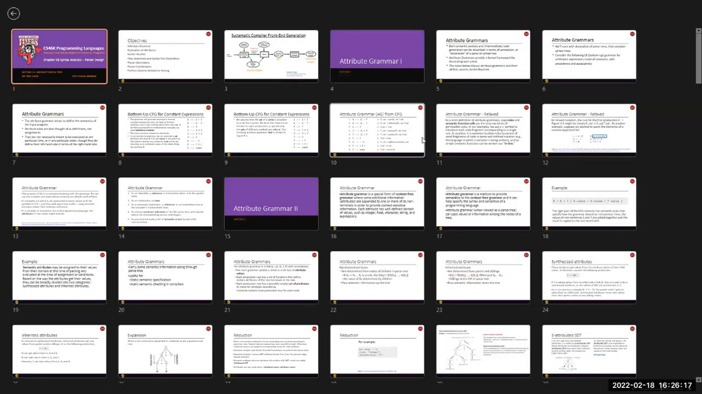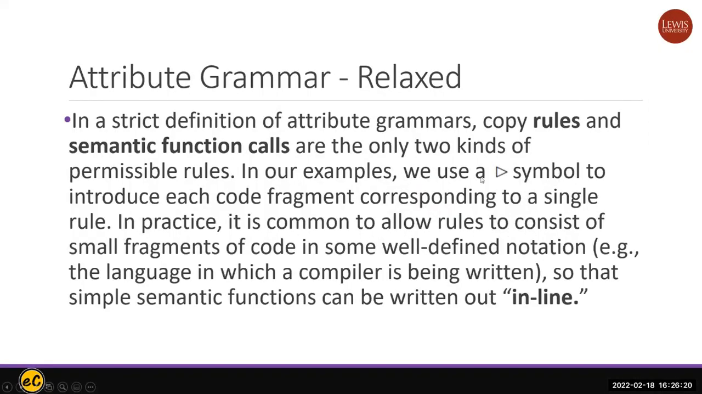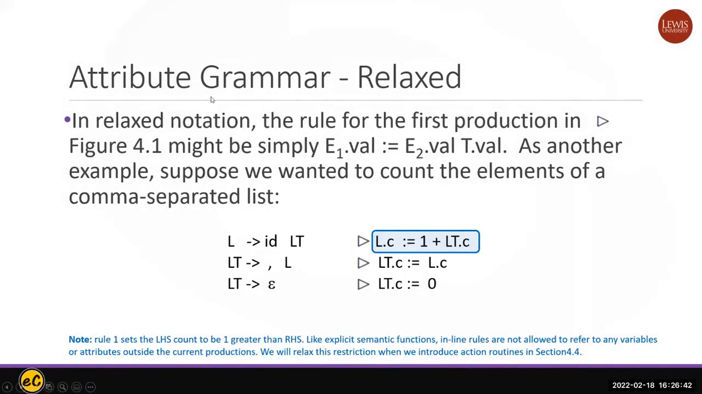Basically we can use that symbol to introduce each code fragment corresponding to a single rule. In practice, it is common to allow a rule to consist of a small fragment of code in a small, well-defined notation. These semantic functions can be written inline, so they will be put onto the tree. In the redux notation, the rule for the first production in figure 4.1, we can write down in such a format.